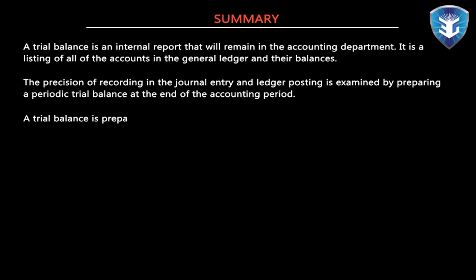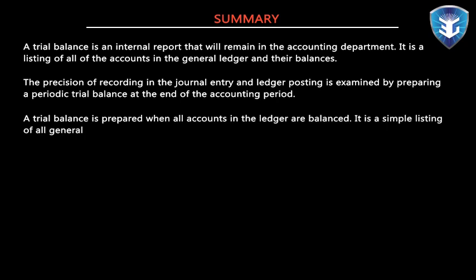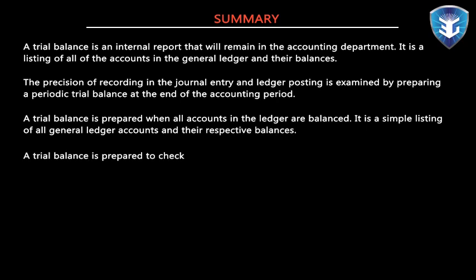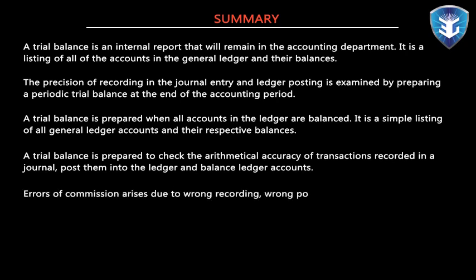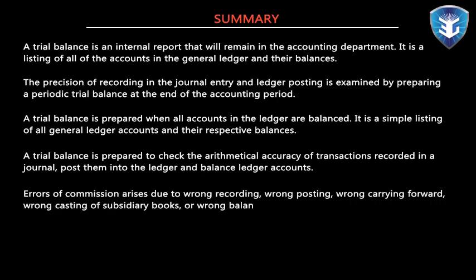A trial balance is prepared when all accounts in the ledger are balanced. It is a simple listing of all general ledger accounts and their respective balances. A trial balance is prepared to check the arithmetical accuracy of transactions recorded in a journal, posted into the ledger, and balanced in ledger accounts. Errors of commission arise due to wrong recording, wrong posting, wrong carrying forward, wrong casting of subsidiary books or wrong balancing.